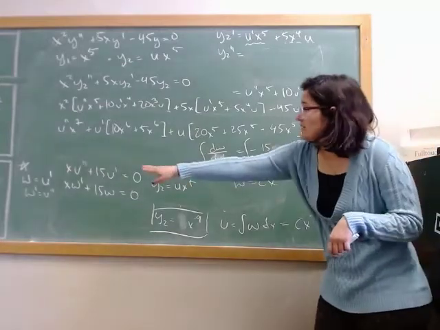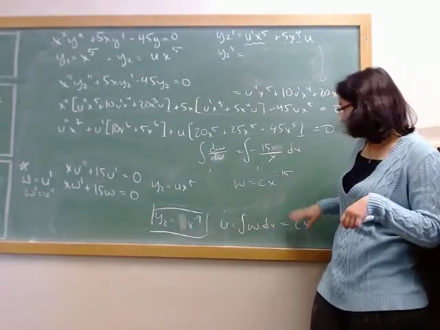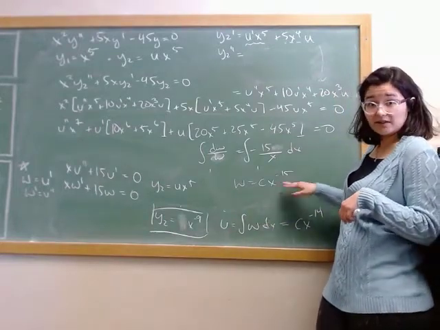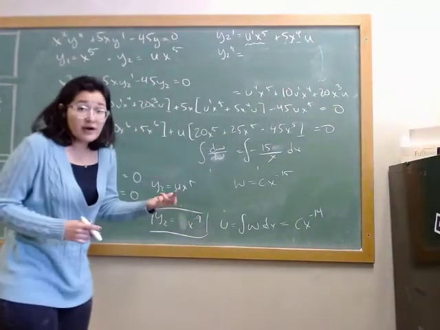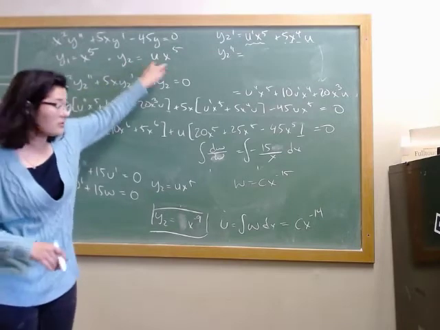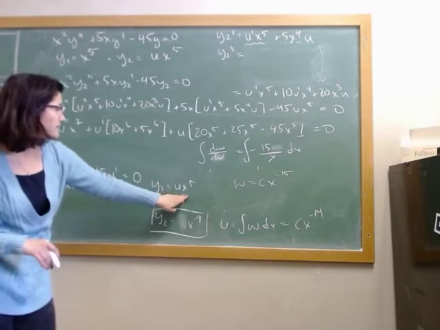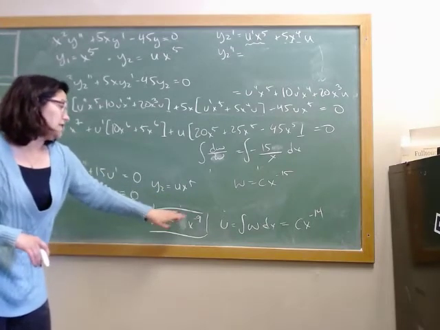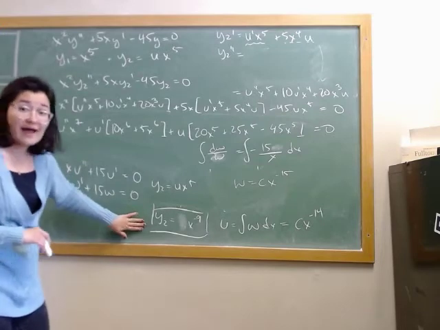Then, because w is equal to u prime, I know that u is equal to the integral of w, and so when I integrate x to the minus 15, I get x to the minus 14. To finish out the problem, what I really wanted to know was y2, and I was missing u, but now I found it. So I can go ahead and plug in that y2 is u times x to the 5th, using u equal to x to the minus 14, and I find that y2 is equal to x to the minus 9.